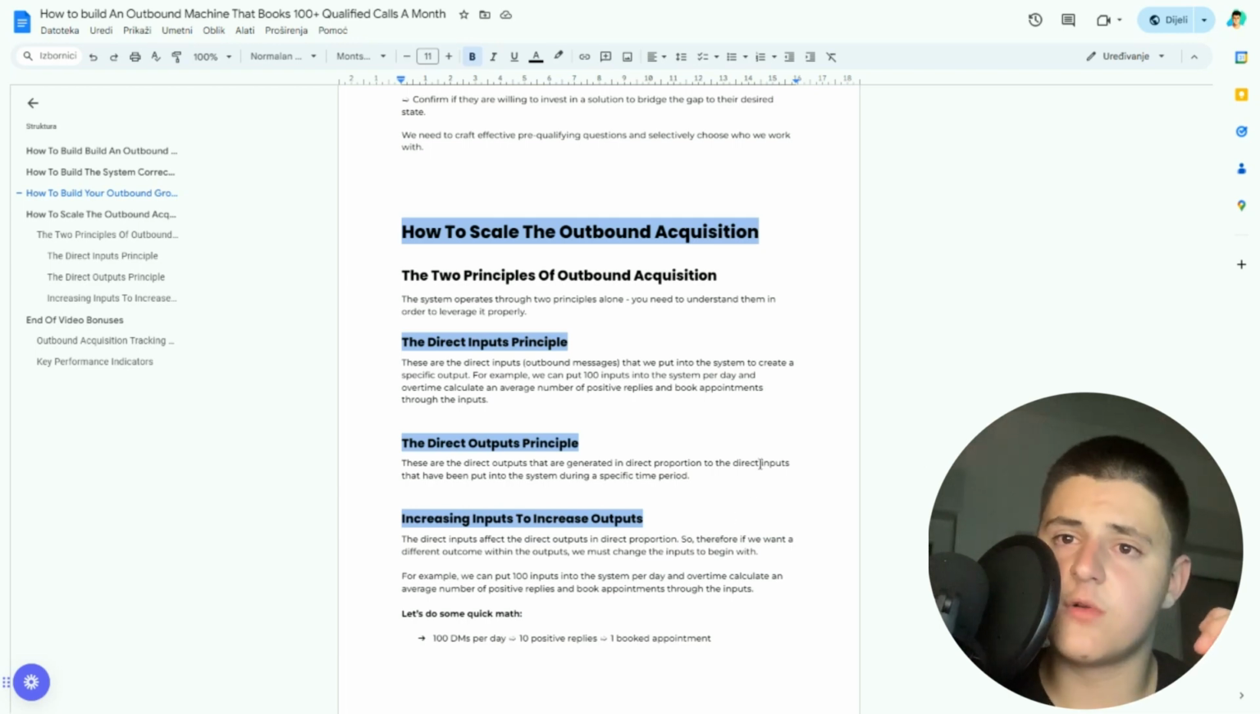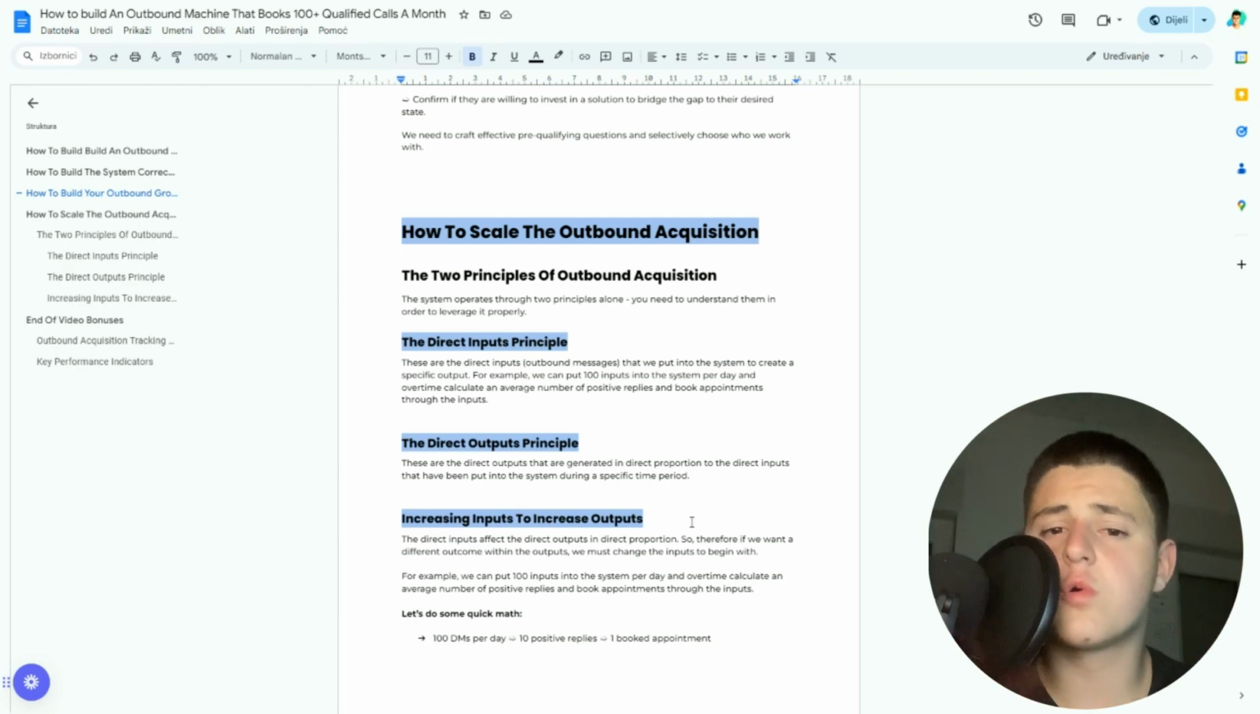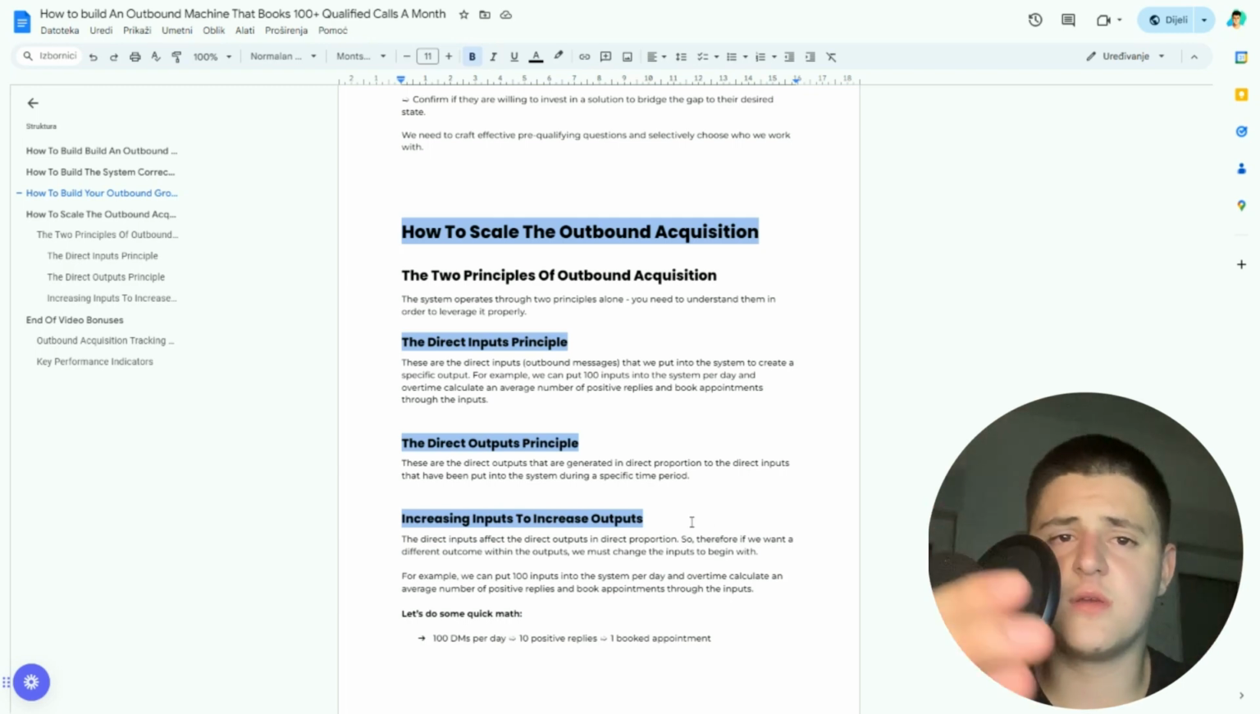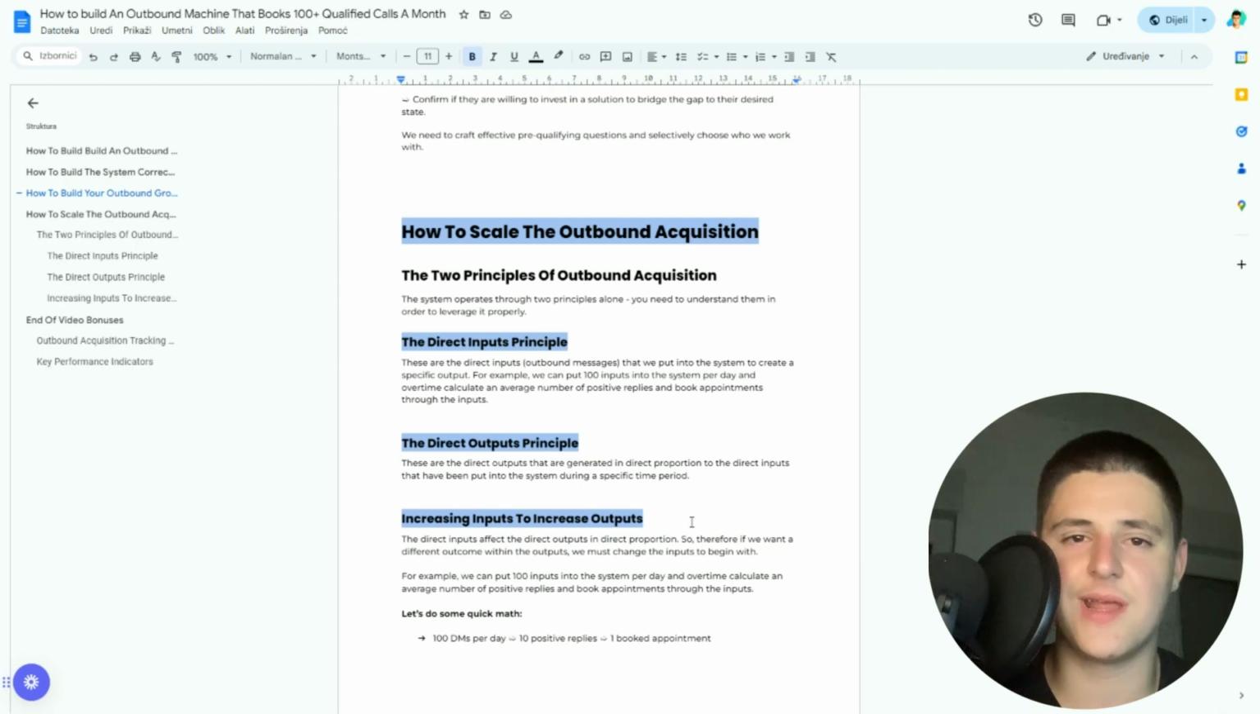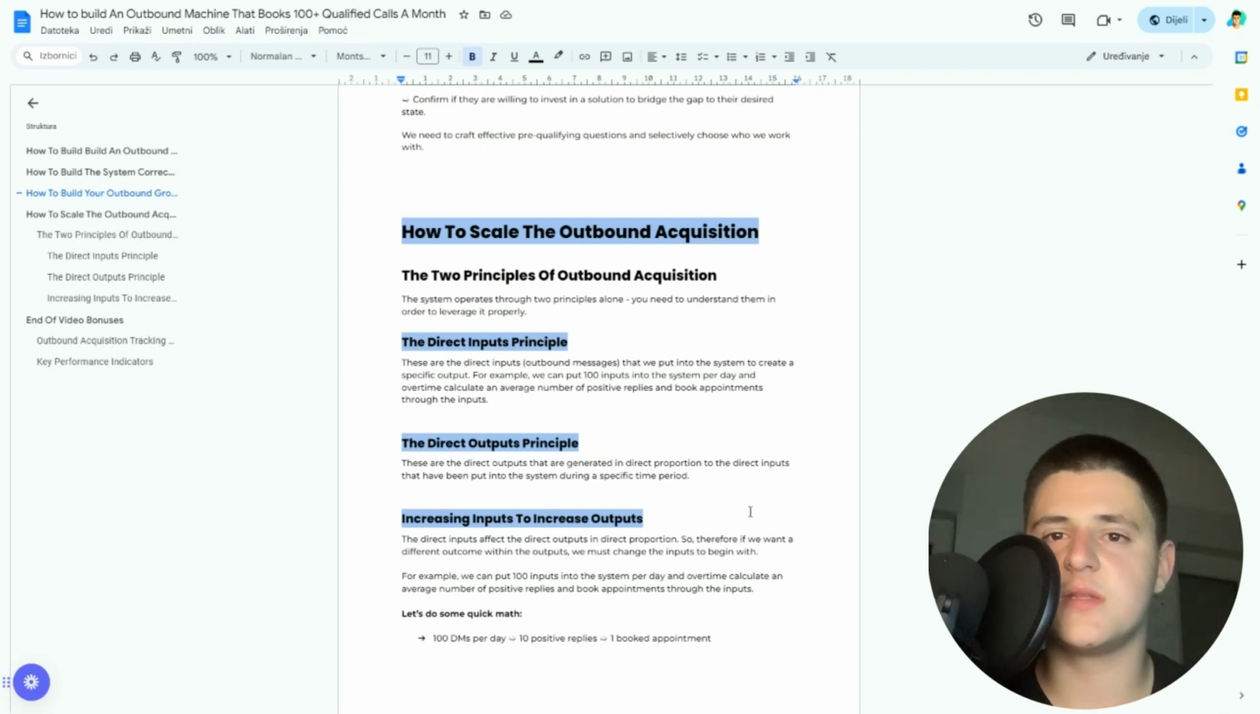So therefore, if we want a different outcome within the outputs, we must change the input to begin with, right? It's simple. The more you put in, the more you get out. So, for example, we can put 100 inputs into the system per day and over time calculate an average number of positive replies and booked appointments through the inputs.